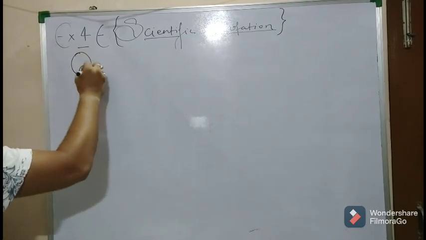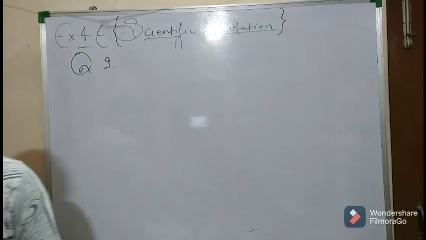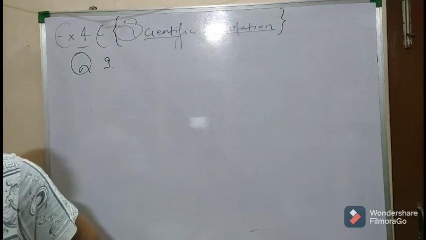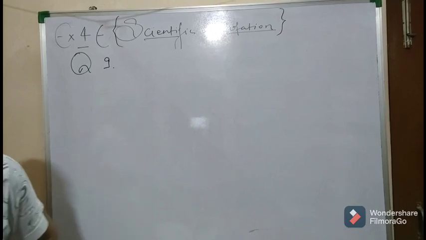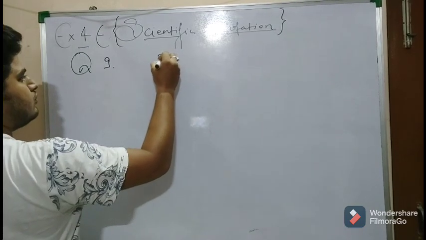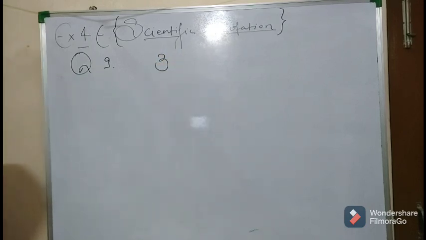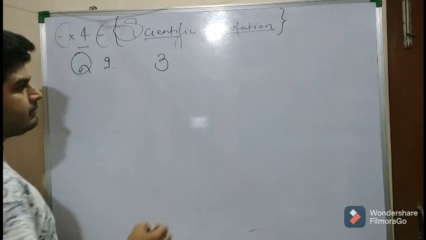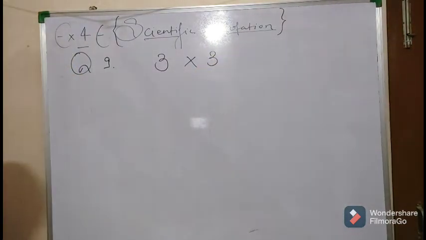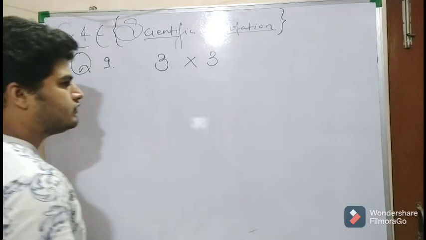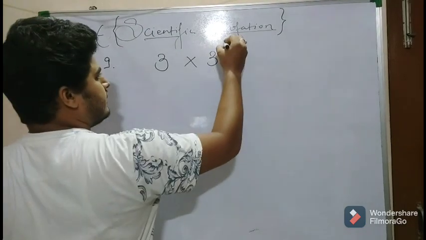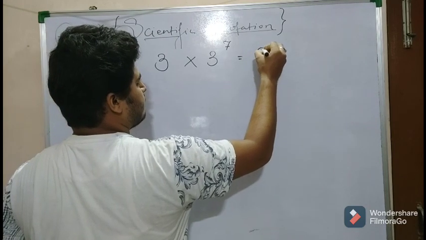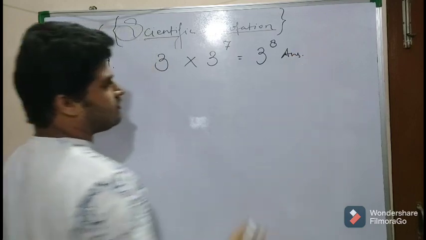Then let's see question number 9. Question number 9 is saying, on Monday, Reenu tells 3 people a secret. The next day, each of them tells 3 more people. If this pattern continues, how many people besides Reenu will know the secret next Monday? So on Monday, Reenu tells 3 people a secret. Then the next day, each of them tells 3 other people. So it is asking, if this pattern continues, how many people will know the secret by next Monday? So from Monday to next Monday will be how many days? There will be 8 days. So 3 into 3 raised to the power 7. So it will be 3 raised to the power 8 again. So this many people will know the secret.